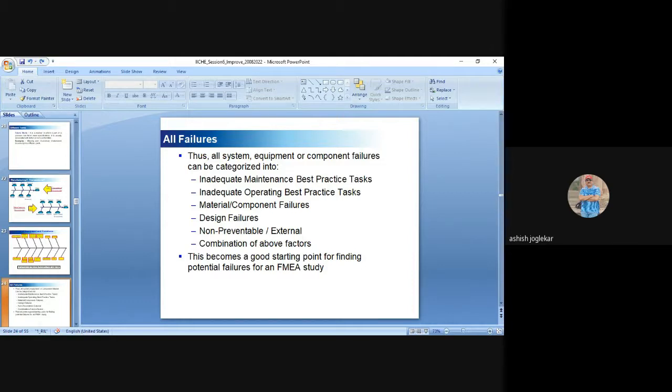External failures like power supply. Power supply is not in your hand. It is coming from some outside agency. There are also non-preventable external failures, like flooding in the area due to heavy rains, or water ingress due to heavy winds. That is called mother nature, where we don't have control. The external and non-preventable are factors where we don't have control, or a combination of factors. So this becomes the starting point for a good FMEA.